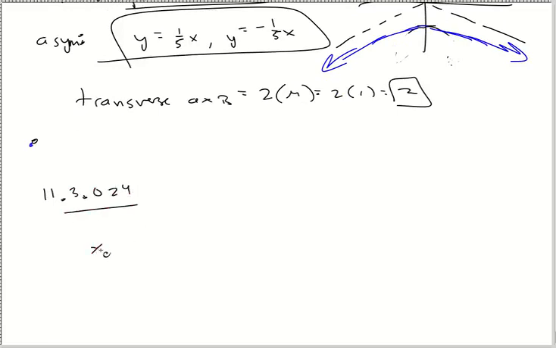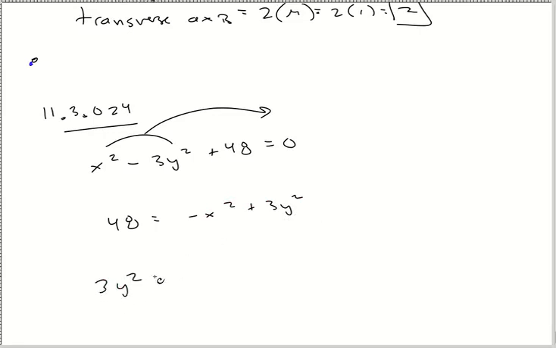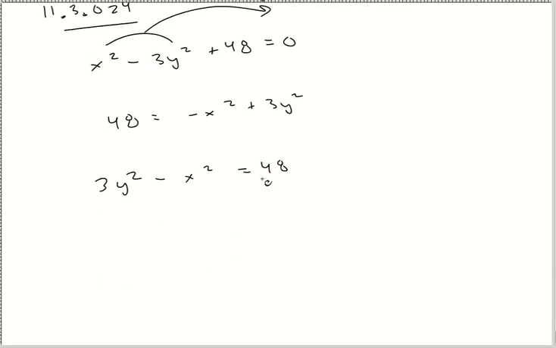113024. So x squared minus 3y squared plus 48 is equal to 0. Now this is kind of weird. A lot of people would move the 48 over, but I move this stuff over here instead. So I got 48 is equal to negative x squared plus 4y squared. It's up to you. I'm going to rewrite this as a positive 3y squared minus x squared is equal to 48. So just move them around to make them look pretty. Divide by the 48, of course.